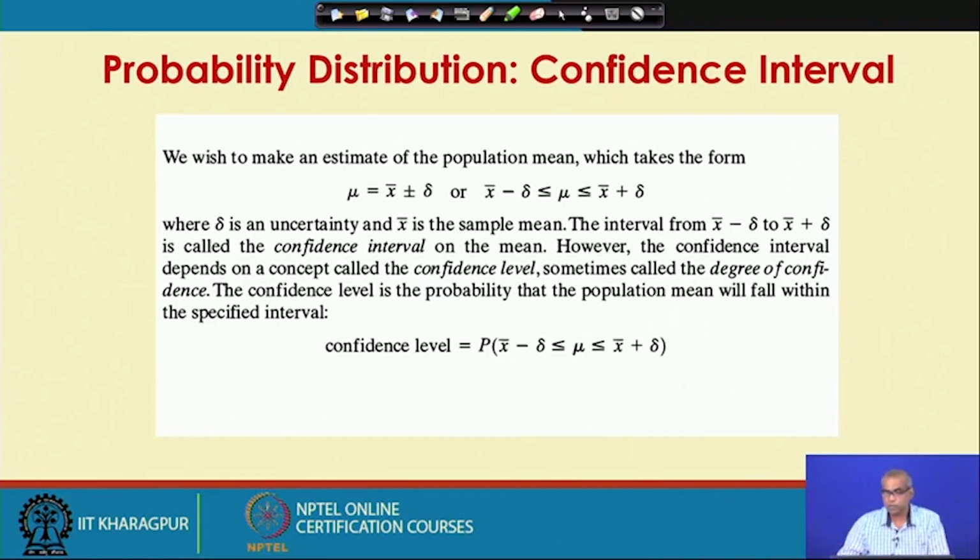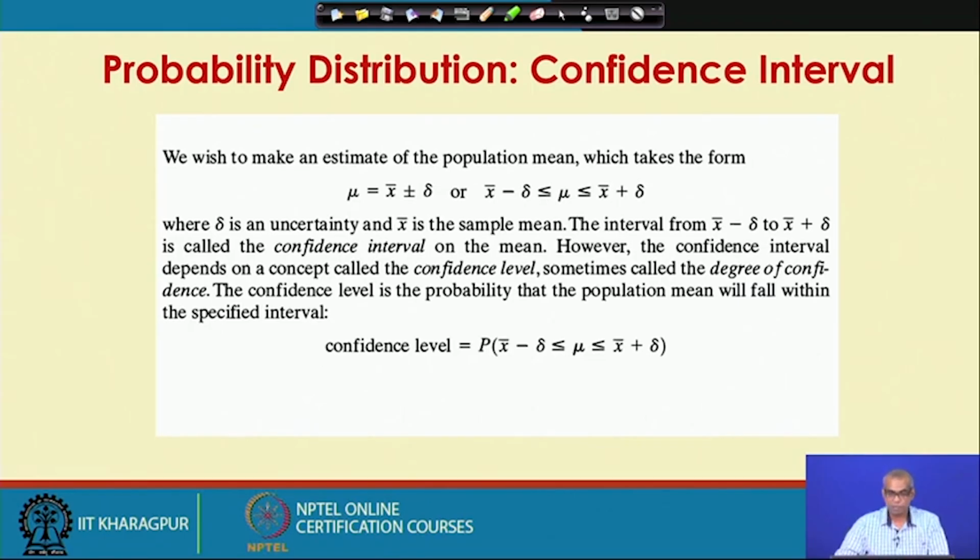Few more words about confidence interval. We use it to make an estimate of the population mean, which takes the form mu equal to x bar plus or minus delta. So, mu lies between x bar minus delta and x bar plus delta, where delta is an uncertainty and x bar is the sample mean. The interval from x bar minus delta to x bar plus delta is called the confidence interval on the mean.